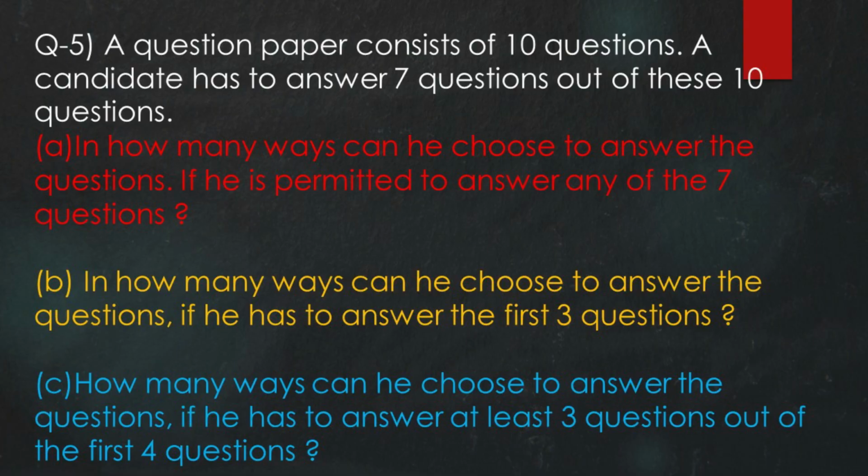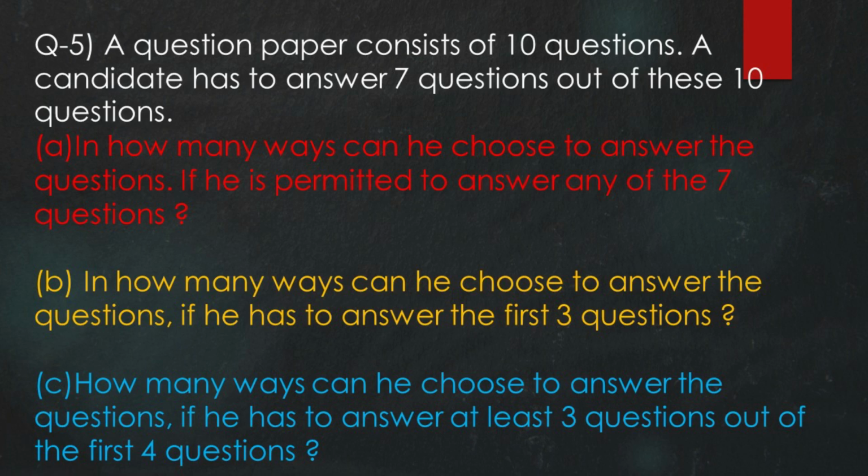Okay, children, let's move to another example. A question paper consisting of 10 questions. A candidate has to answer 7 questions out of the 10 questions. In how many ways can he choose to answer the questions if he is free to answer any of the 7 questions? Part B, in how many ways can he choose to answer the questions if he has to answer the first 3 questions? The last one, in how many ways can he choose to answer the questions if he has to answer at least 3 questions out of the first 4 questions.